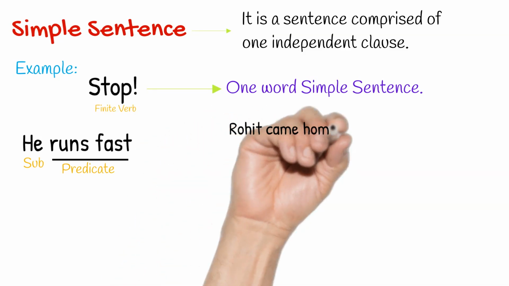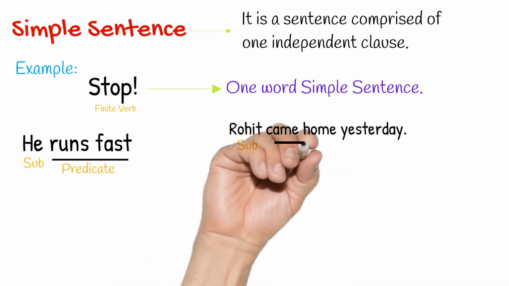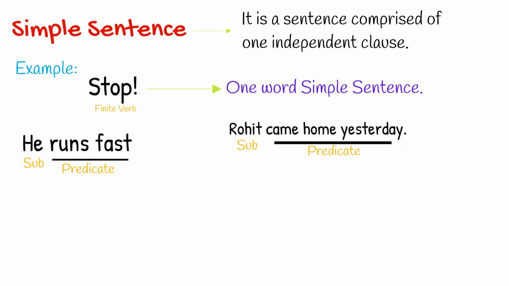Next. Rohit came home yesterday. Here this sentence comprises its subject Rohit and predicate came home yesterday, and the meaning of the sentence can easily be understood. So this is also a simple sentence. Move on to the next example.